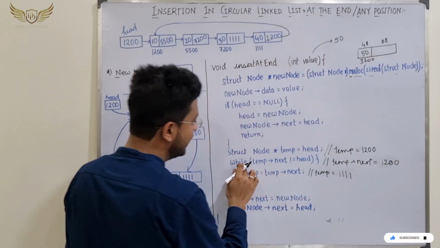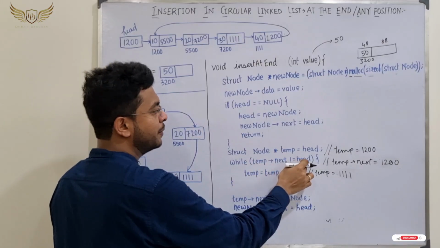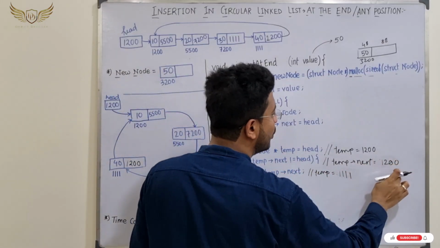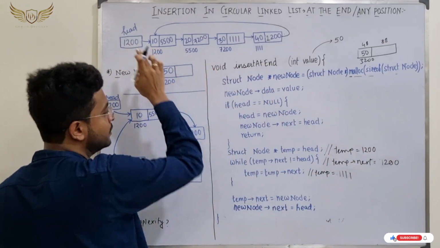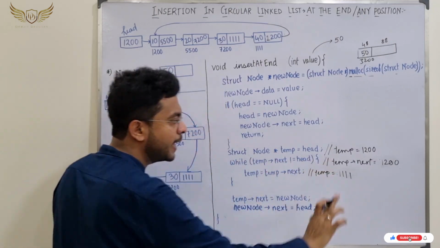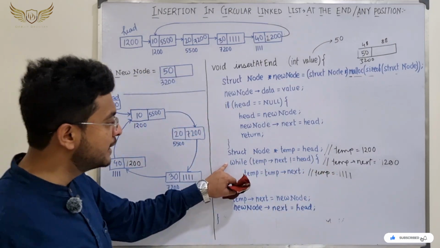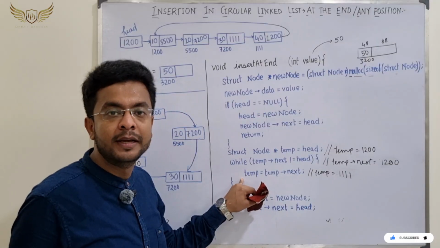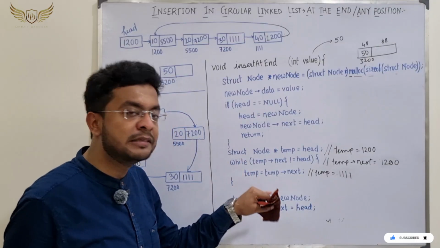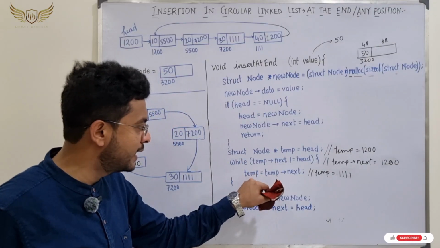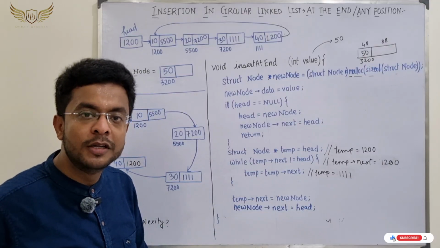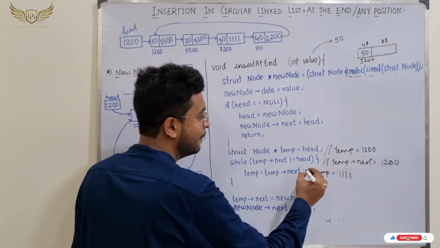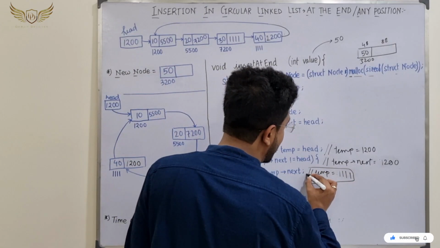Now if you see, while temp arrow next not equals to head, but right now temp arrow next is holding 1200 and that is the value of head. So this condition doesn't satisfy. And if this condition doesn't satisfy, we cannot go inside this loop. And if we cannot go inside this loop, what is the last value? This temp value will not be modified anymore. So it is the last value temp is holding. Temp is holding the last value as 1111.